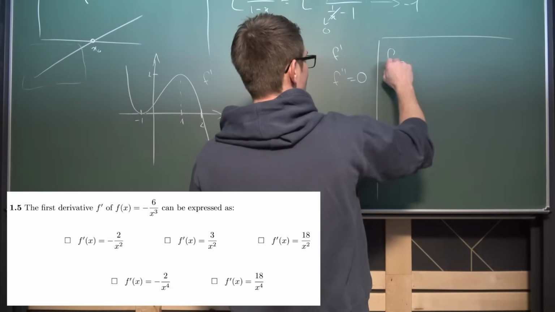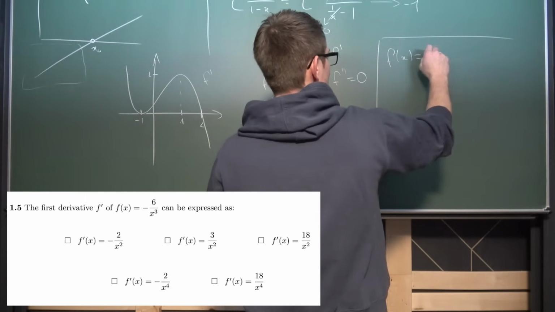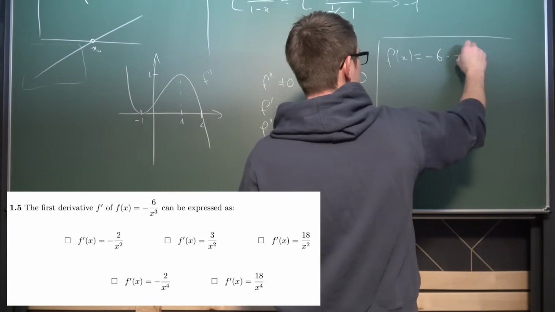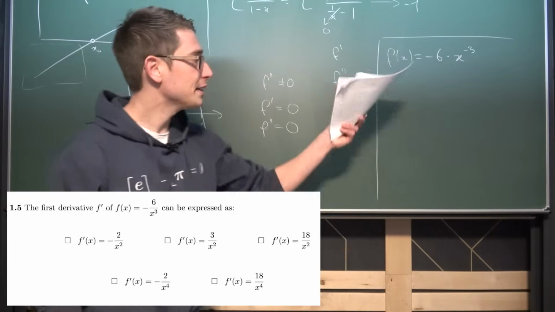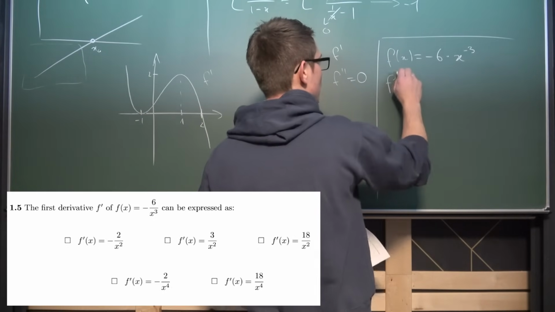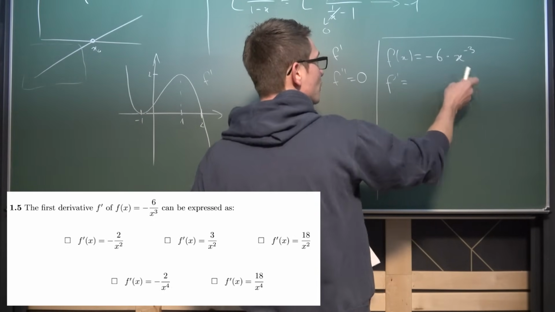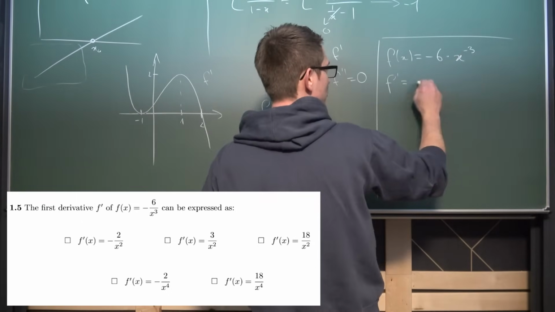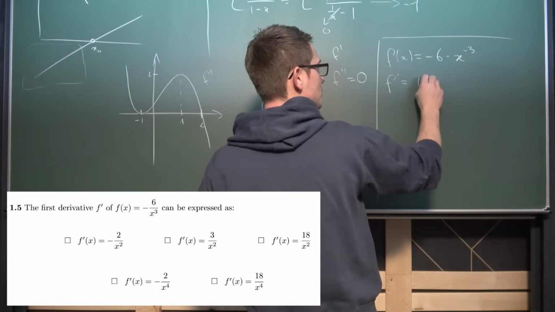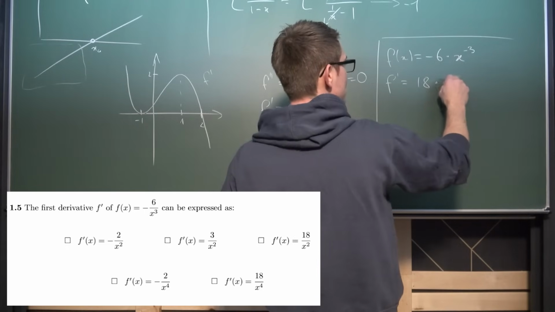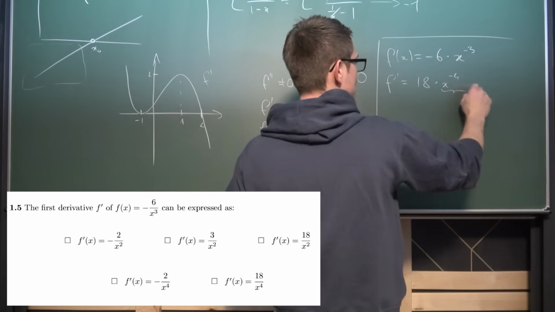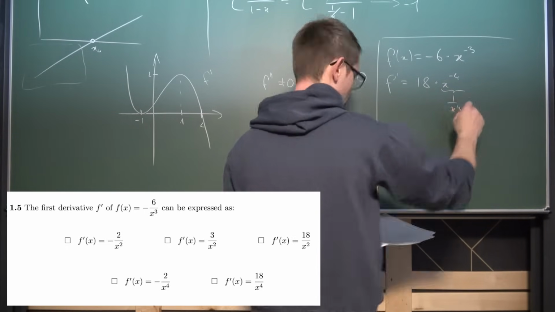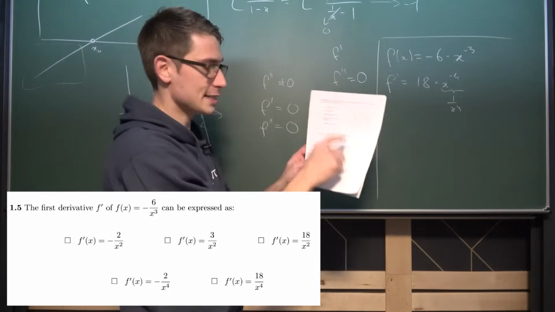Now, we got our function f of x, and I'm going to rewrite it a bit. This is negative 6 times x to the negative third power. And differentiating this one is fairly easy. We are going to get f prime is equal to, this is basically just making use of the power rule. We are going to drag the negative 3 to the front, negative and negative positive 18 times x to the negative 4, which is the same as 1 over x to the fourth power, which is the last option.